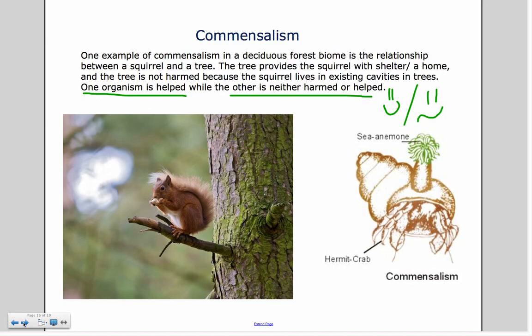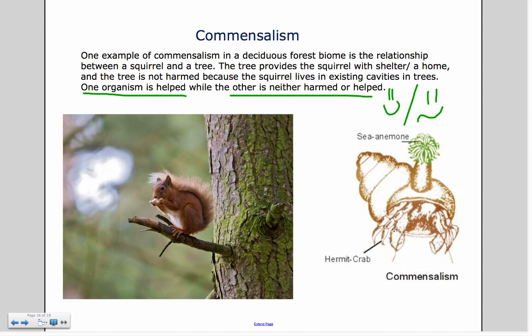Commensalism is when one organism is helped and the other one isn't really bothered by it. It's either not helped or harmed. So this would be a smiley face and a meh face. The one example that I've got here is a hermit crab with a sea anemone on the back of him. So the hermit crab is indifferent. He doesn't really care that the anemone is there.